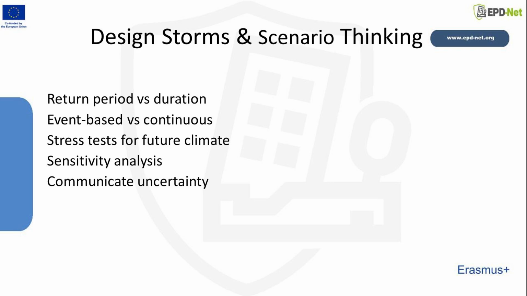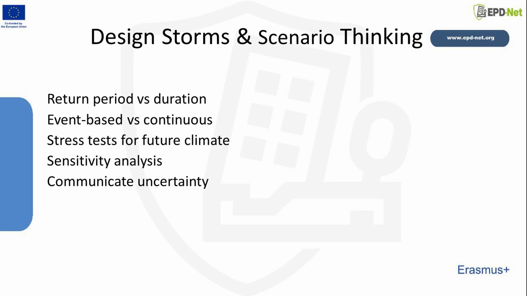Scenario thinking is the bridge between models and planning decisions. In flood risk work, scenarios often involve rainfall design events, land use change, drainage upgrades, or NBS adoption levels. A design storm is simply a standardized rainfall pattern used to test system response. It is not a prophecy.